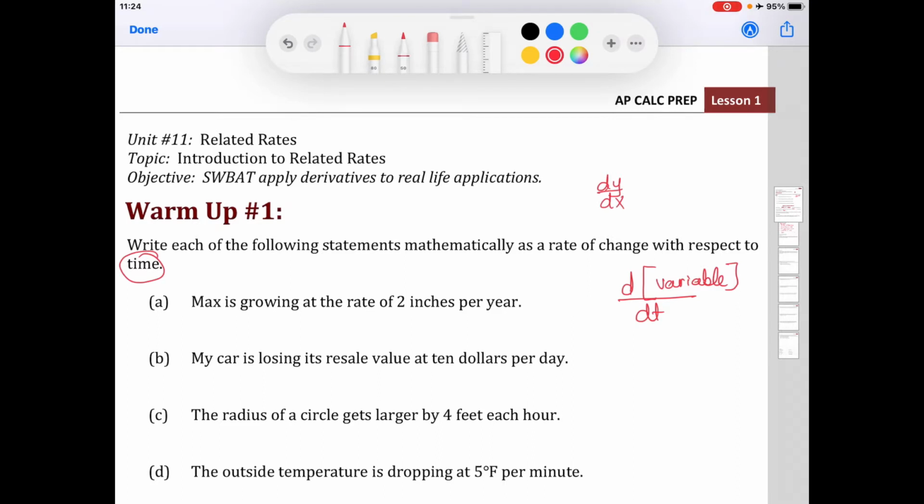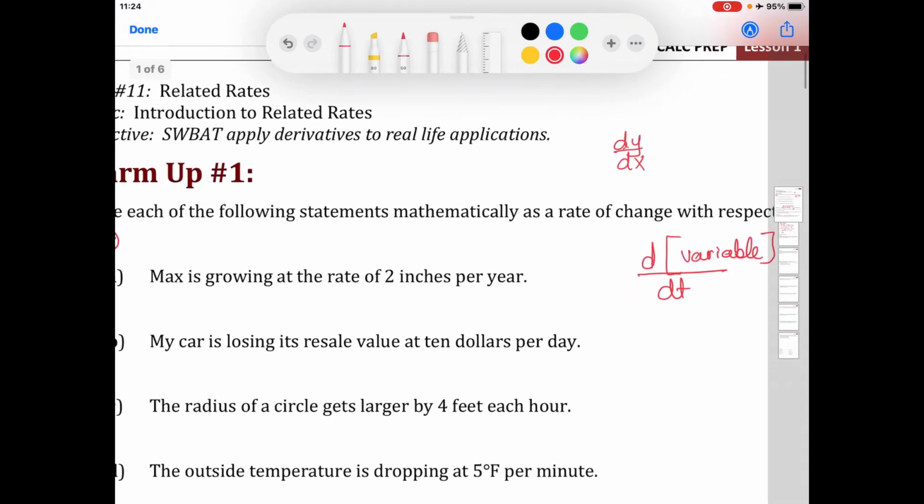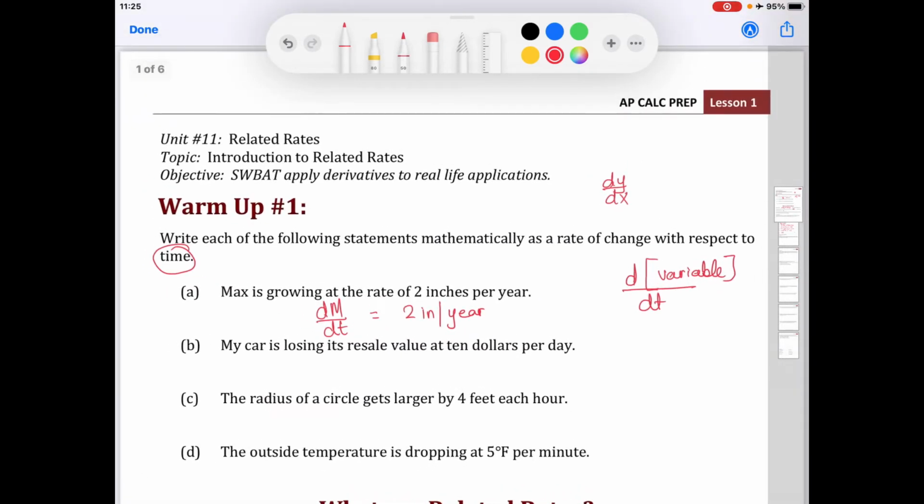So it might not be y all the time; it'll be the derivative of the variable over the derivative with respect to time. So part A says Max is growing at the rate of 2 inches per year. So for Max, that would be dm over dt, with respect to time, right? So he's growing at 2 inches per year. He's growing, so it's going to be positive, and if it's decreasing, it's going to be negative, and so on.